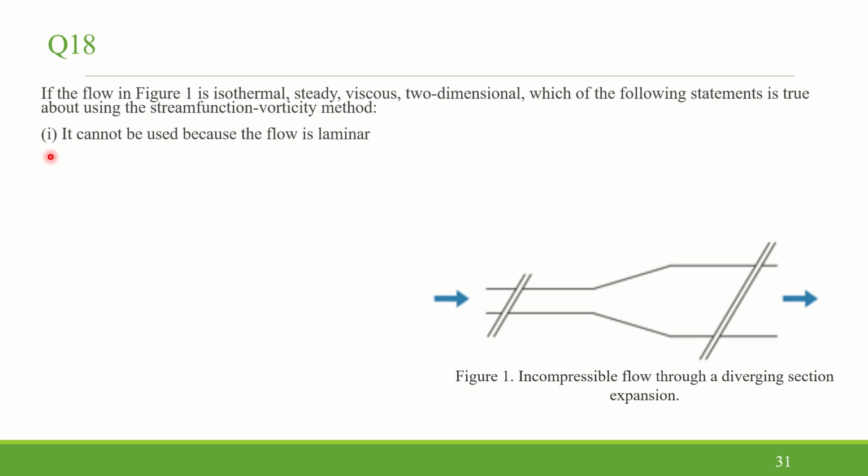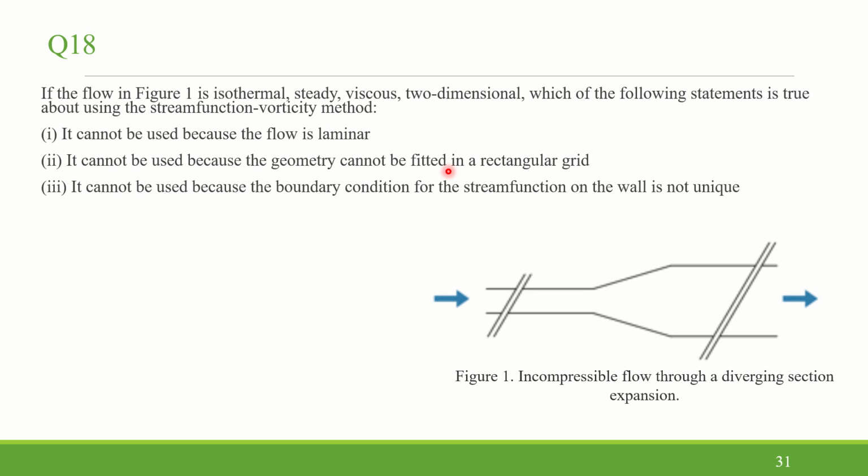Option 1, statement 1: it cannot be used because the flow is laminar. Second one: it cannot be used because the geometry cannot be fitted in a rectangular grid. Third one: it cannot be used because the boundary condition for the stream function on the wall is not unique.